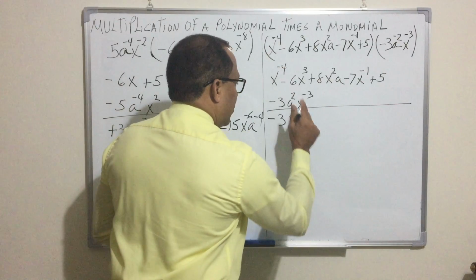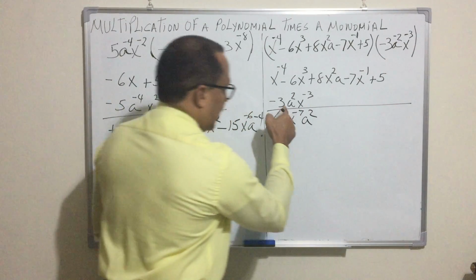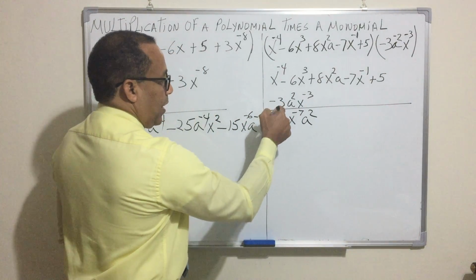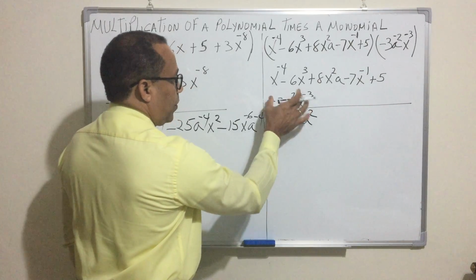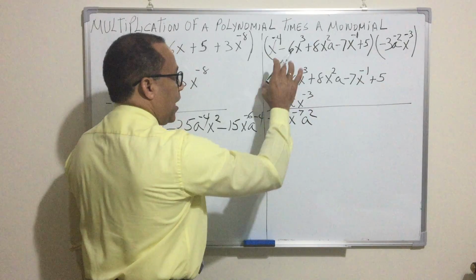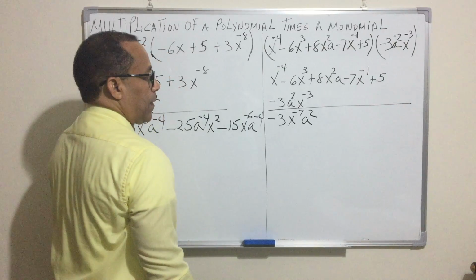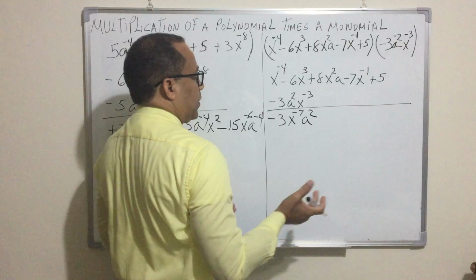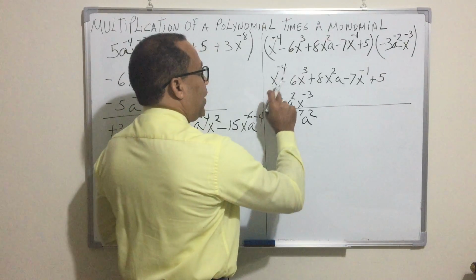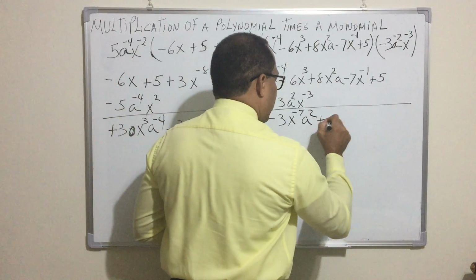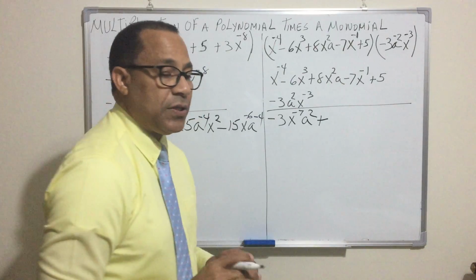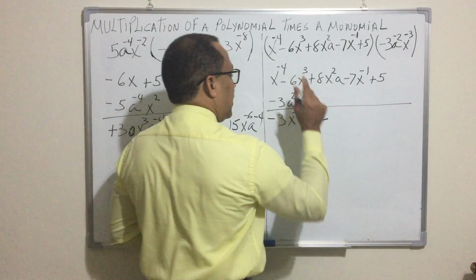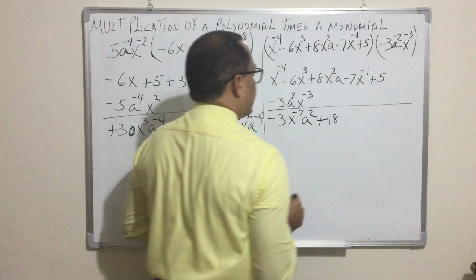And bring down the a to the second. I got my first result of the multiplication, this monomial times the first term. Then I multiply the monomial times the second term. First, multiply the signs again. Negative times negative equals positive. Multiply the coefficients. 3 times 6 equals 18.